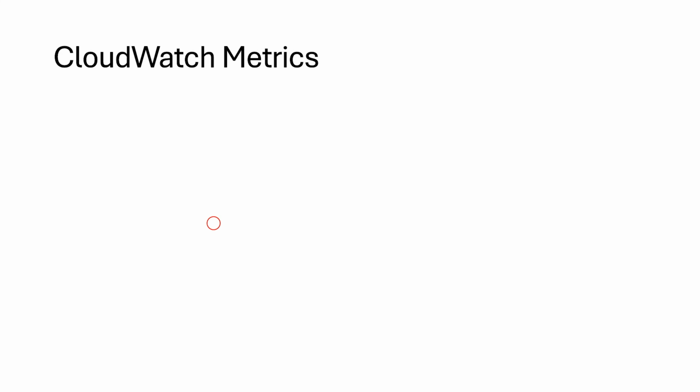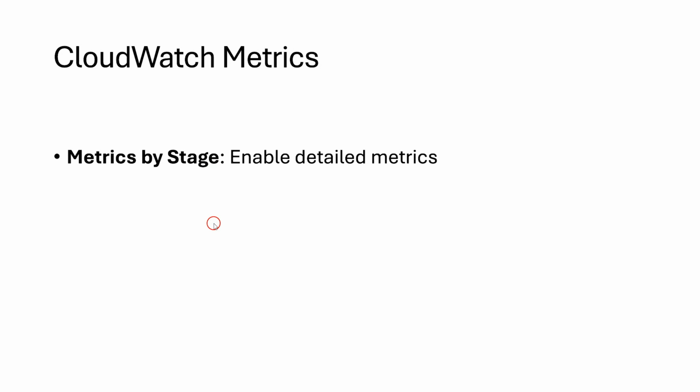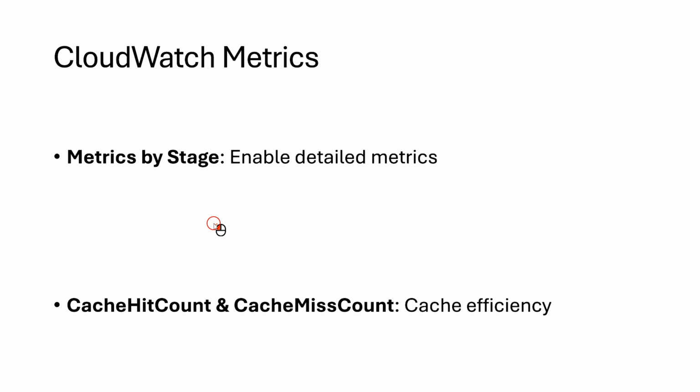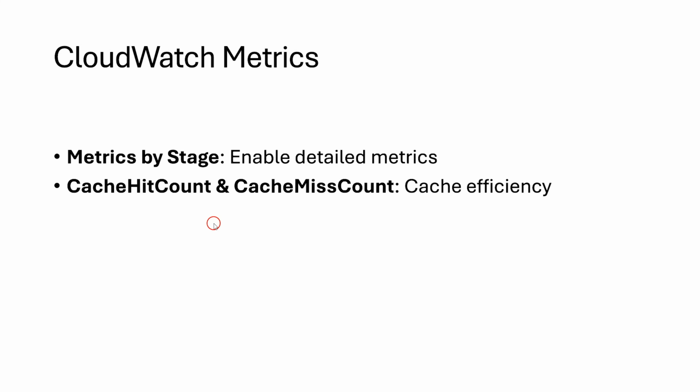These metrics are organized by stage, and you have the option to enable detailed metrics for more granular data. So for each stage you can enable detailed metrics, and you can get more granular data if you enable them. Some of the metrics that you need to remember are the cache hit count and cache miss count. Why do you need this? These metrics help you evaluate the efficiency of your cache.